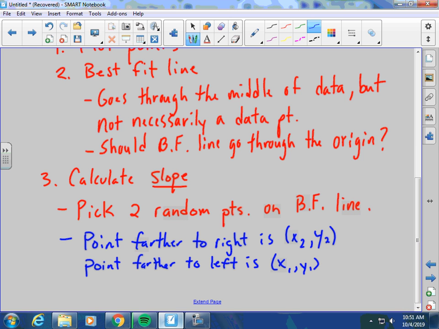So we just picked two random points on the best fit line. So we only have two points. One is farther to the right and one's farther to the left. One is on the right and one is on the left. Okay, on the best fit line. Cool.